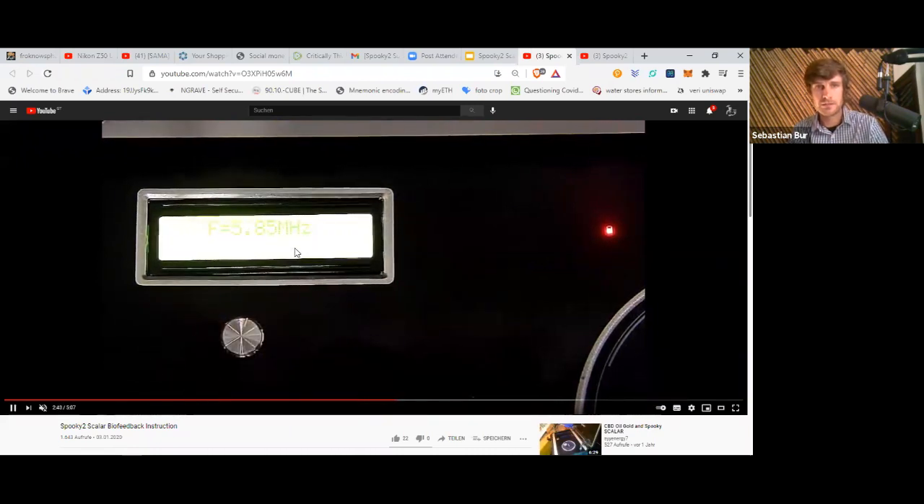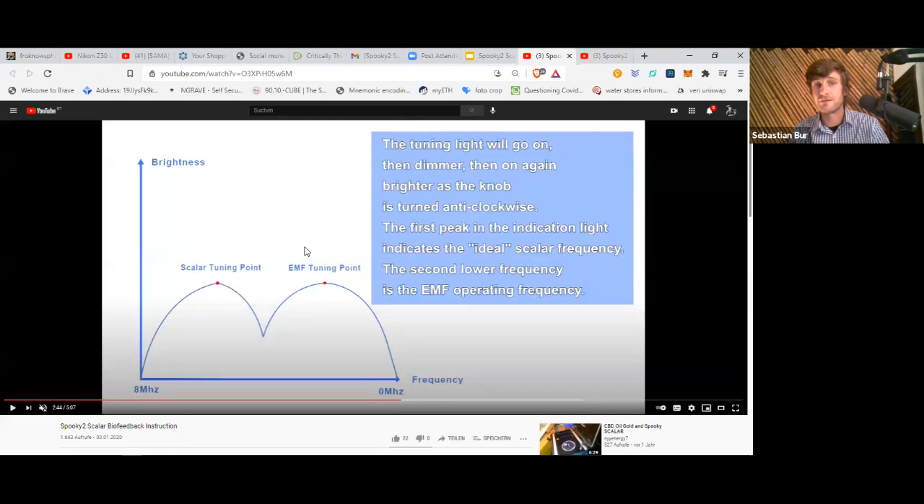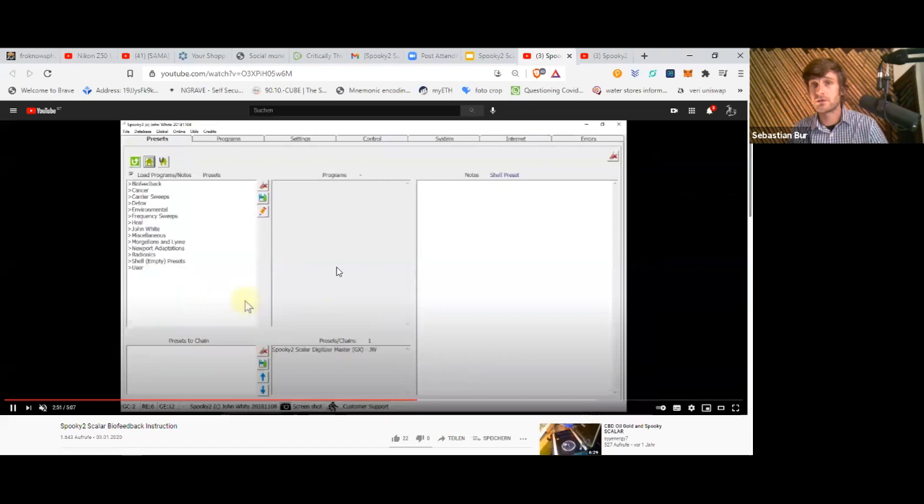And so you see here, it's the frequency 5.85. It can be a little bit lower, it can be higher. And so again, you see if you turn it down, you get a peak and then it will go away. And then if you keep turning, it will go on again. That's too far. So you want to just keep it where it's the first one. And then there we go.